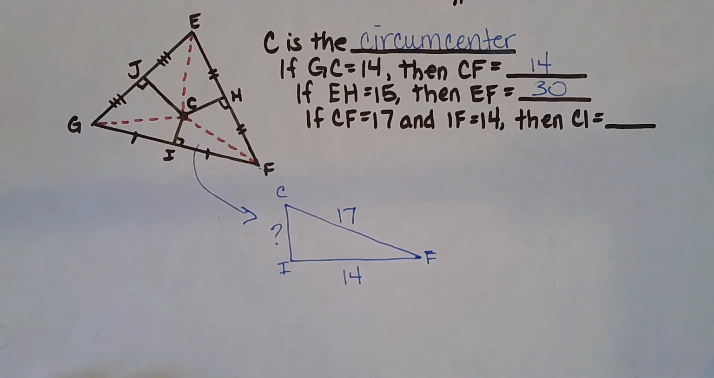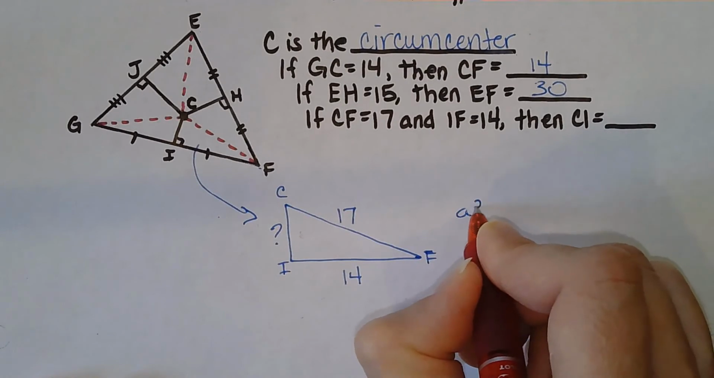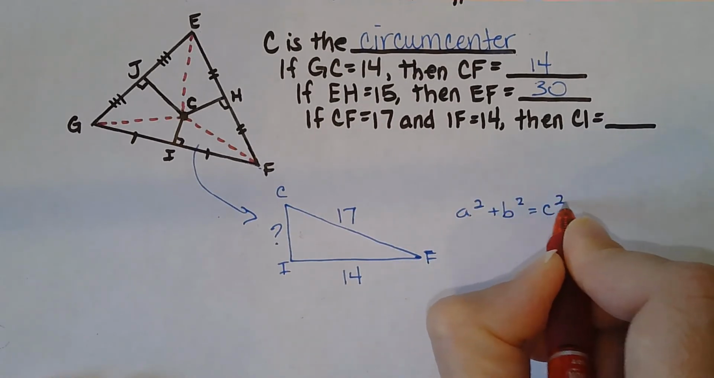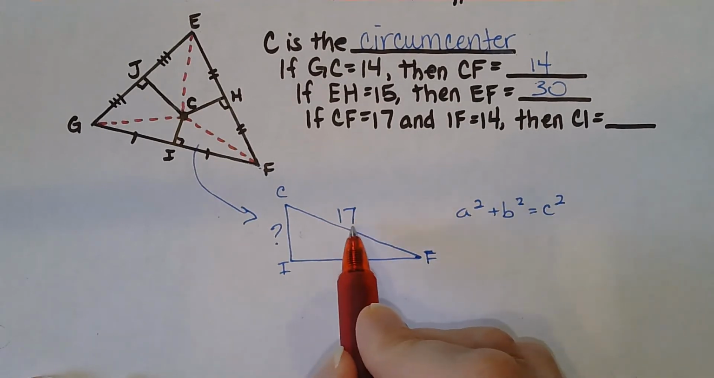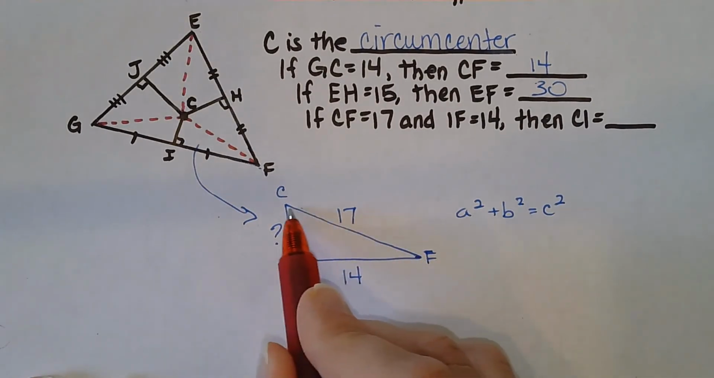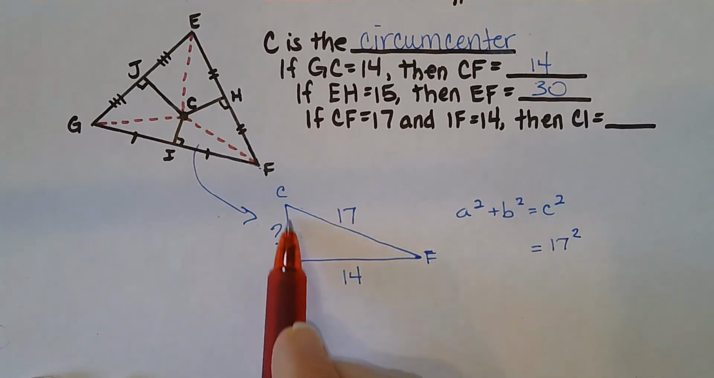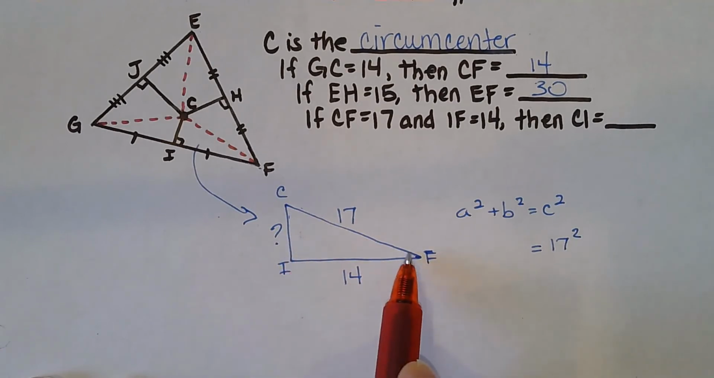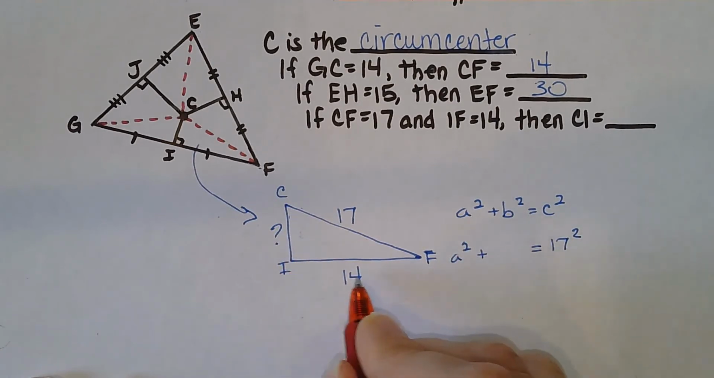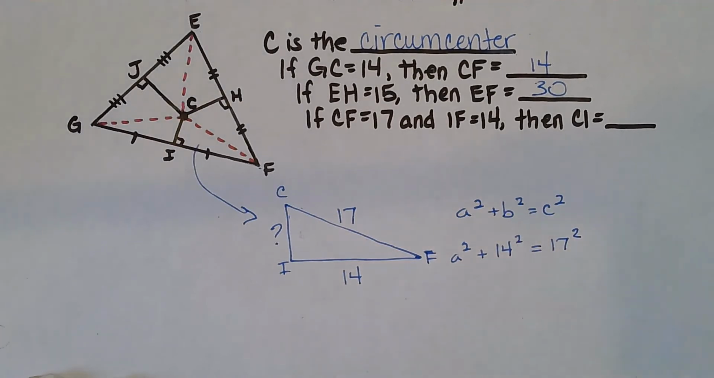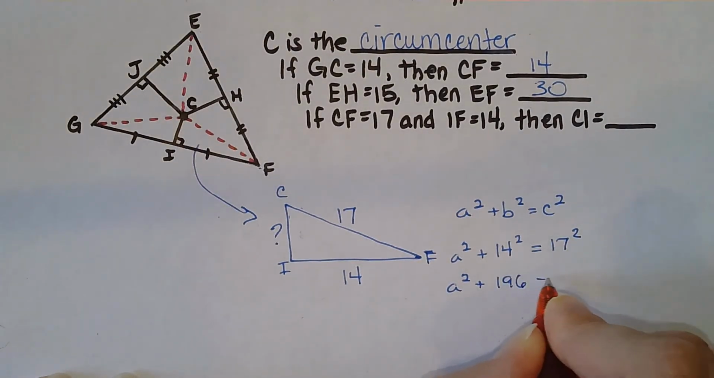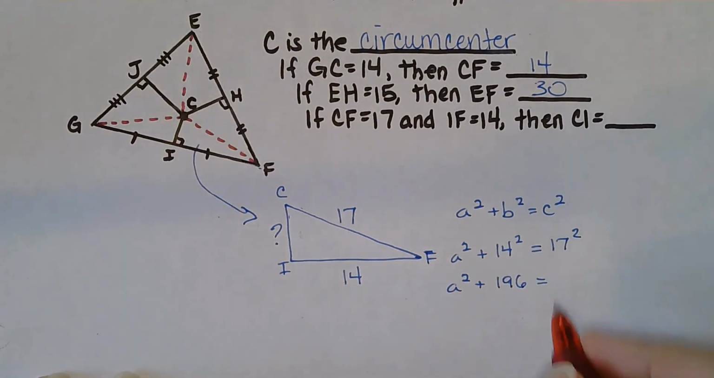So we're going to use that Pythagorean theorem. Remember the idea of a squared plus b squared equals c squared. C is always your hypotenuse. This is always the longest side. So 17 squared equals, these are A and B, it doesn't matter which is which. Let's say I'm looking for A and this is going to be B, 14 squared. Grab my calculator. I can plug these in. A squared plus 14 squared, 14 squared is going to give me 196. 17 squared is going to give me 289.